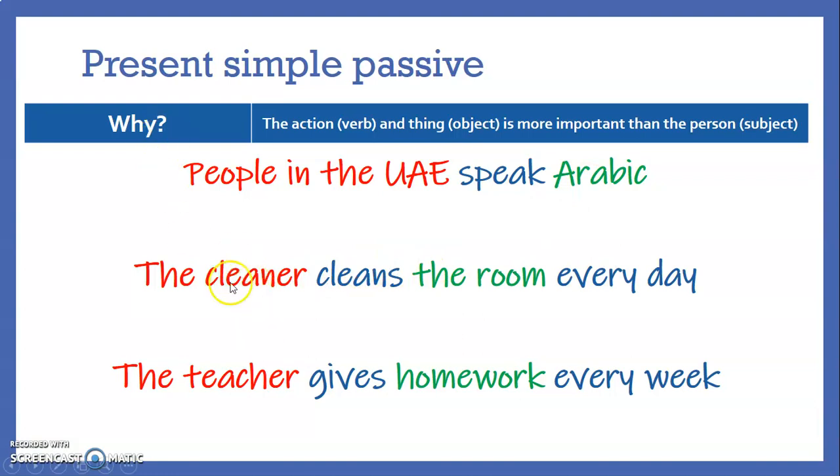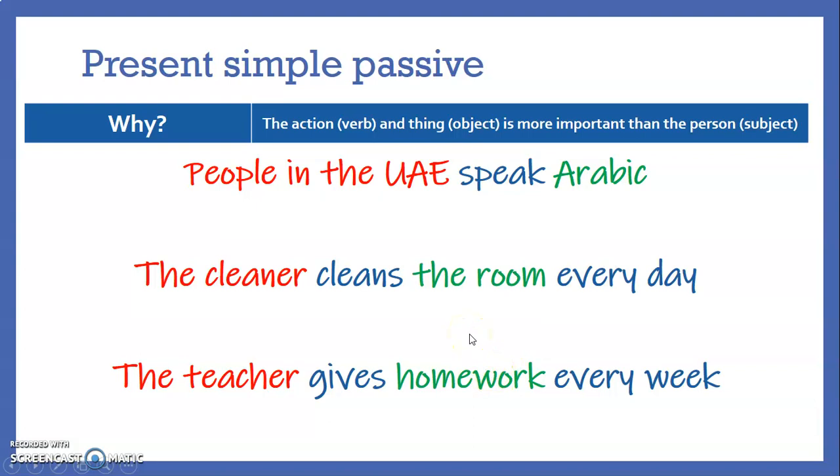So in this, we have similar things here. We have the cleaner cleans the room every day. Is the name of the cleaner important for cleaning the room? Not for you. You just come into a clean room and it's nice. The teacher gives you homework every week. We know the name of your teacher. Only teachers give homework. So again, the teacher is not important. So for all these three sentences, we can form it with the present simple passive. We're basically saying that Arabic, the room, and the homework are more important.